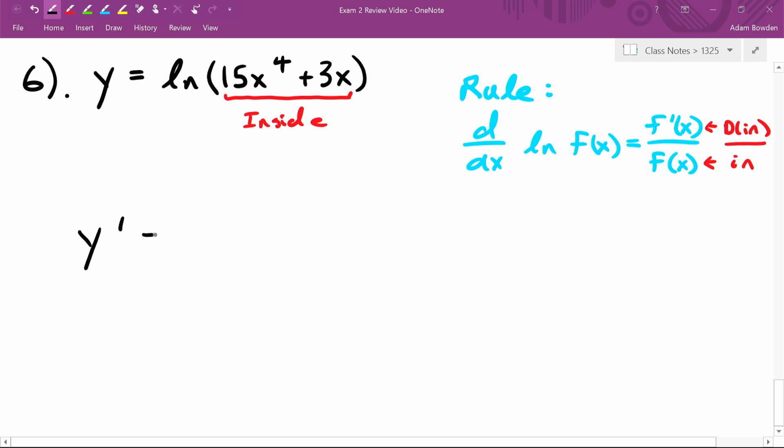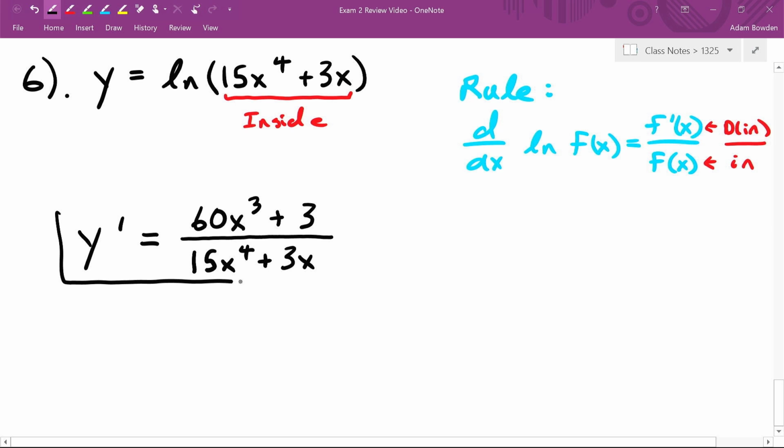So when we write down y prime, it'll be equal to, underneath, we'll just put what's on the inside, 15x to the fourth plus 3x. On top, we'll put the derivative of the 15x to the fourth plus 3x, which would go 60x to the third plus 3. And in this case, that's all we'll have to do.